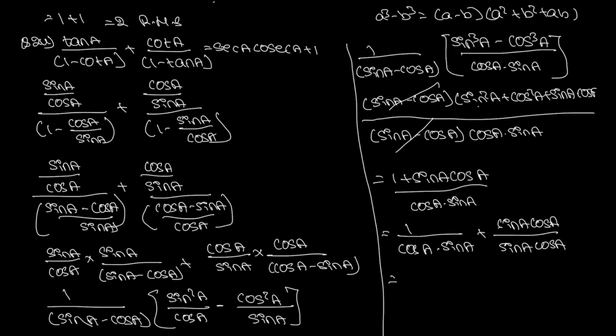And we know the inverse or reciprocal of cos is secant, and the inverse of sin is cosecant. And here all the values get cancelled. We'll get it as 1. This is our required RHS value.